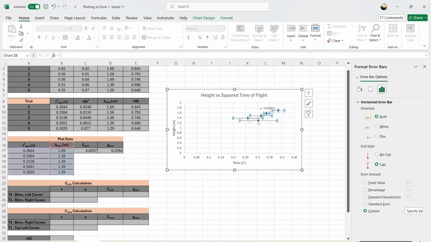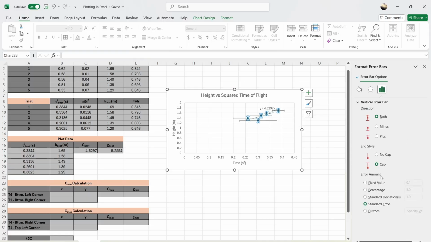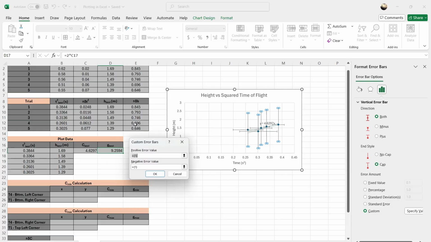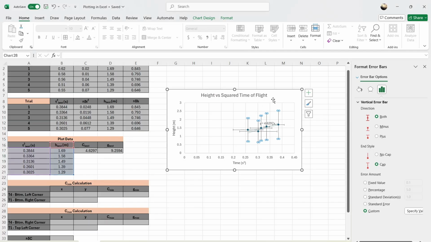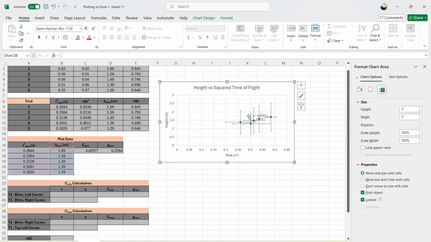All right, now we need to get to the vertical error bars as well. So I'm going to try to click them if I can. Maybe not. There we go. All right, hit custom, specify value. Now the positive, or the y-axis rather, is the height. So we're going to take these uncertainties right here. And there we go. Now we have the error bars for the data points that we have here.